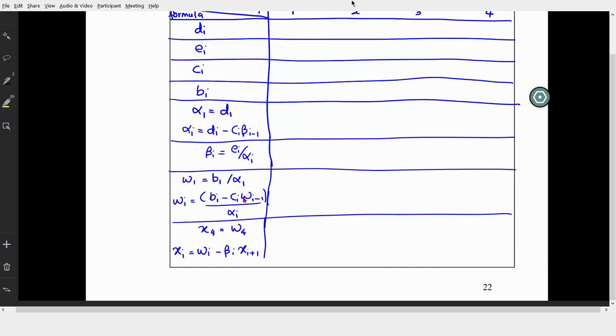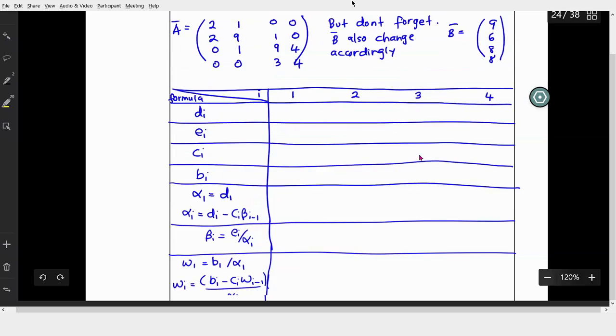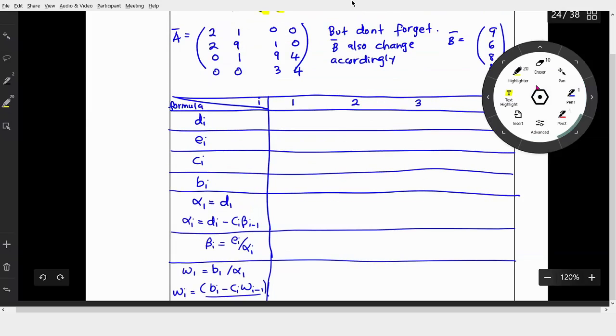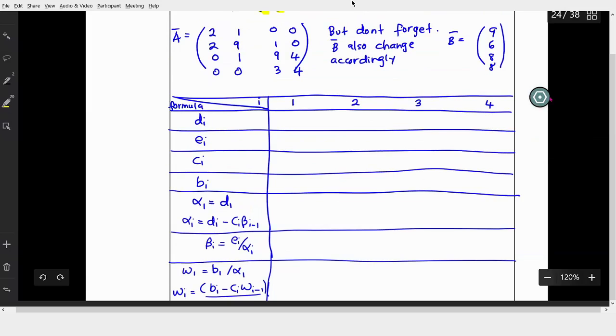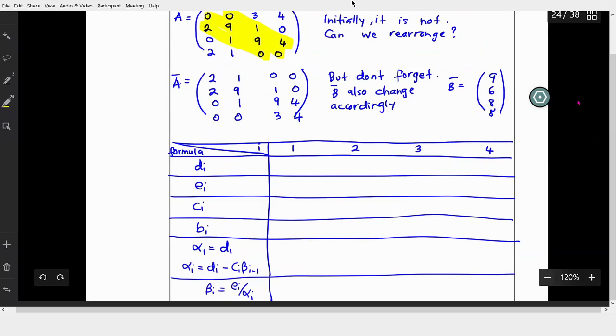Alright, so now from that table, we want to copy the corresponding D, E, C and B. At the main diagonal, look at it after you have rearranged. So don't look at the original. Your main diagonal is 2, 9, 9 and 4. So that is the main diagonal.